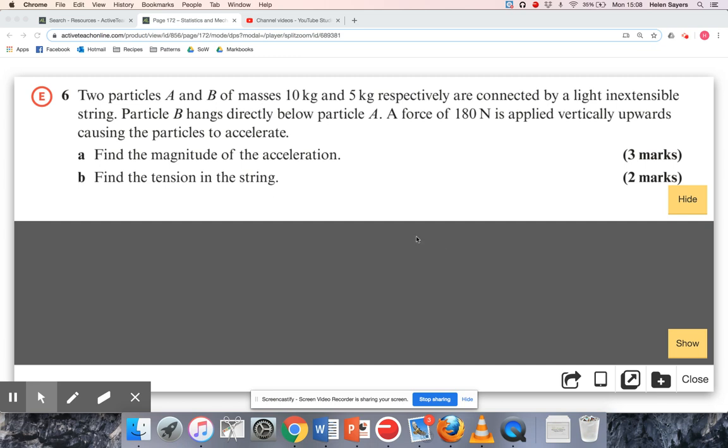Okay, so we've got two particles, and this time they're hanging. So B is hanging below A, and a force of 180 newtons is applied vertically upwards. As always, this one has the E there, which means they're saying it's very much an exam level question, an exam style question.